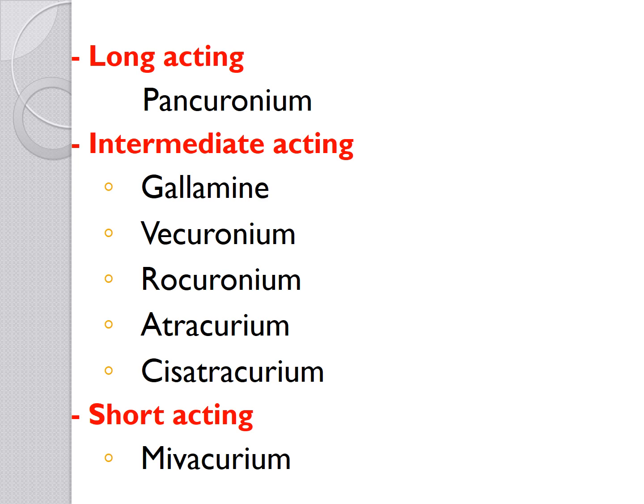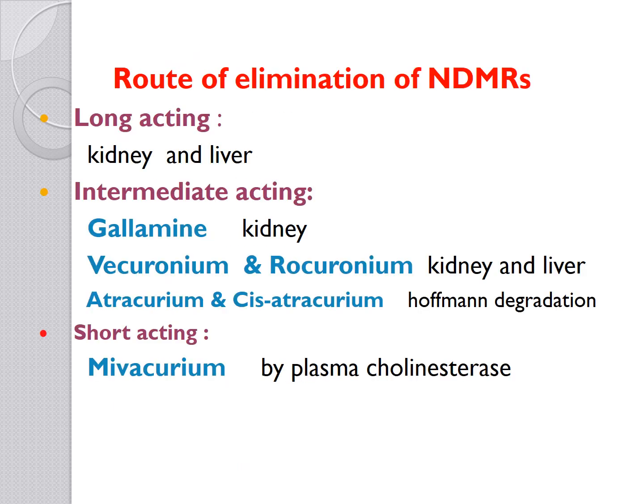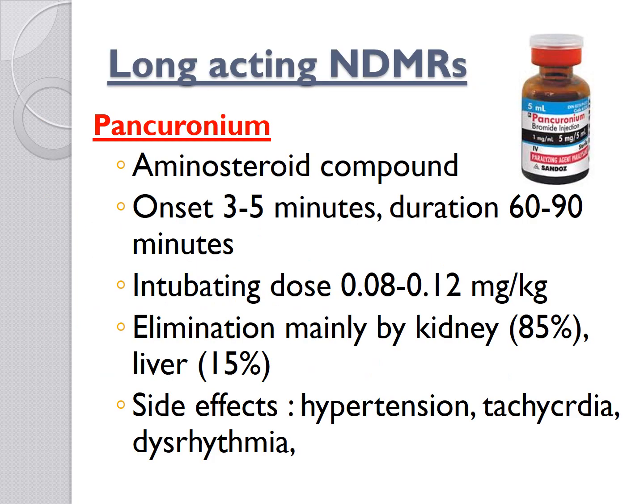It is divided into long-acting, such as pancuronium; intermediate-acting, including gallamine, vecuronium, rocuronium, atracurium, and cisatracurium; and short-acting, mivacurium. Route of elimination of non-depolarizing muscle relaxants: long-acting by kidney and liver; intermediate-acting, including gallamine, vecuronium and rocuronium, through kidney and liver; atracurium and cisatracurium through Hofmann degradation; short-acting drugs, mivacurium, by plasma cholinesterase.